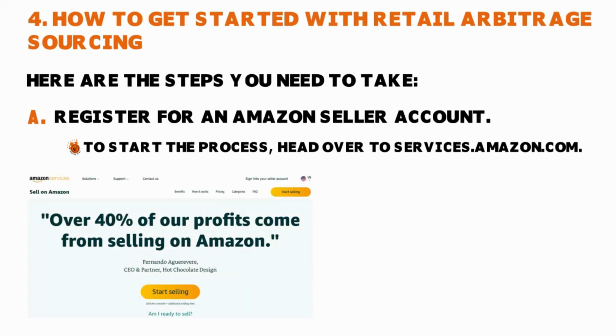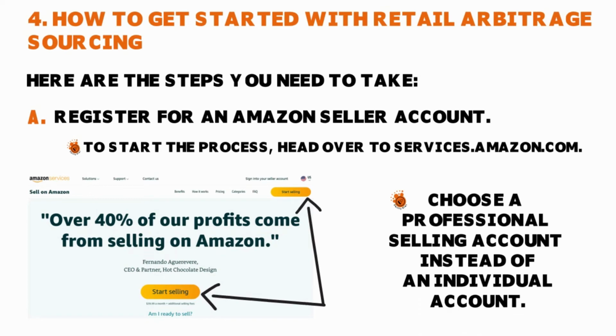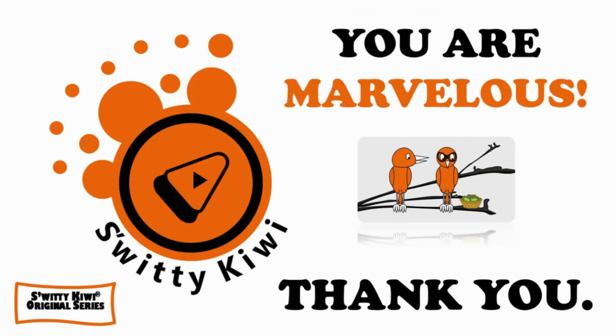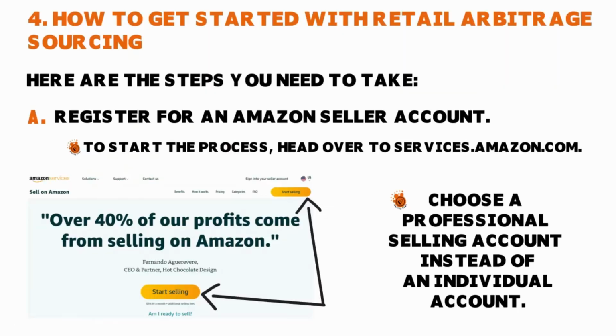You go to services.amazon.com, and here is how the screenshot looks. You want to click on Start Selling, and once you click on that, you go through the whole process. We would advise you to choose a professional selling account instead of an individual account, because even though the professional account will cost you $39.99 a month, regardless of how much you sell, it comes with a lot of advantages, benefits, and perks.